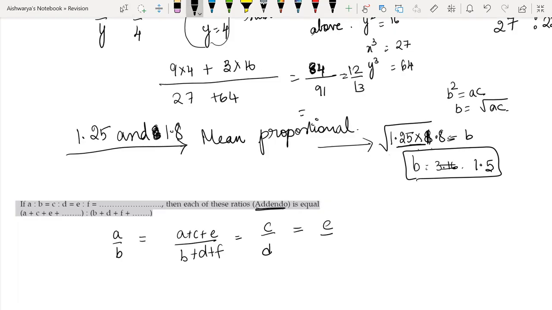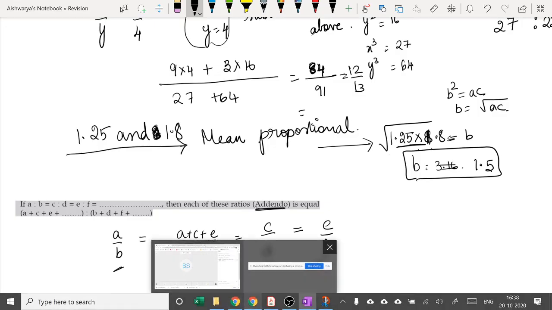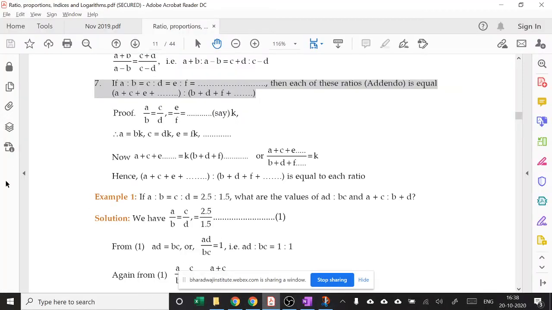So each of these ratios are equal to this. This is equal to this. Now this is equal to this. Clear? So I'll solve a problem on this addendo, how this property can be applied. It's very interesting.